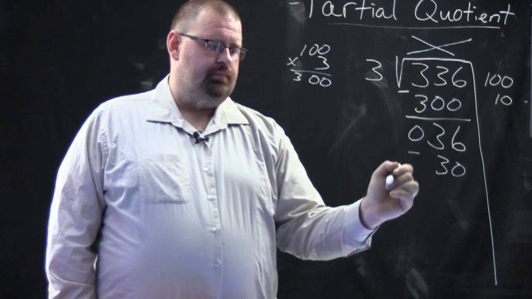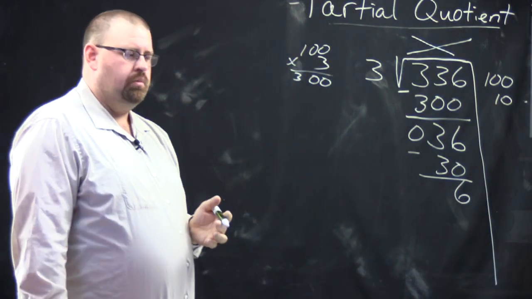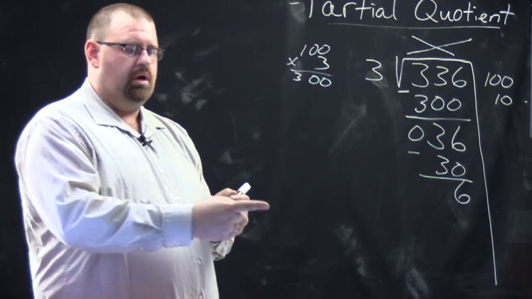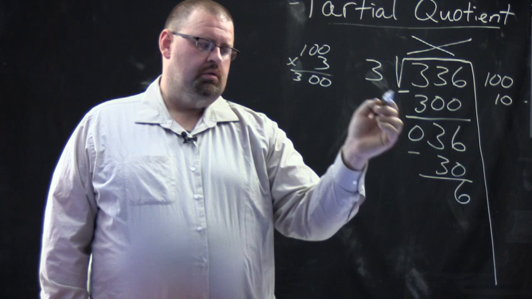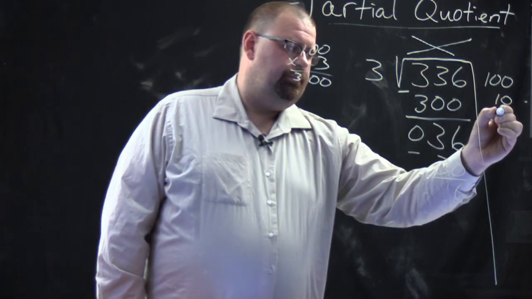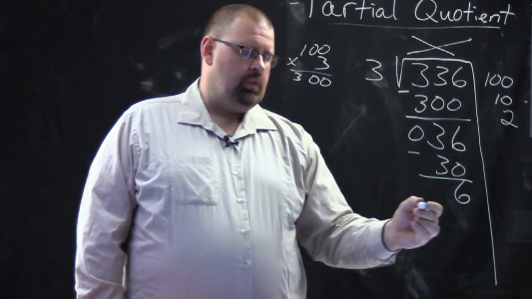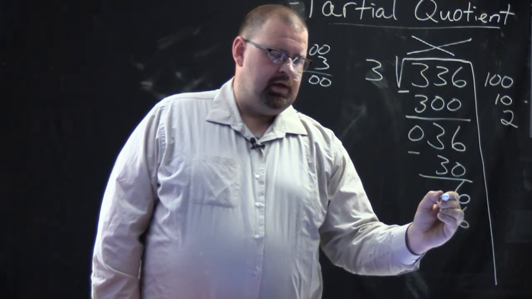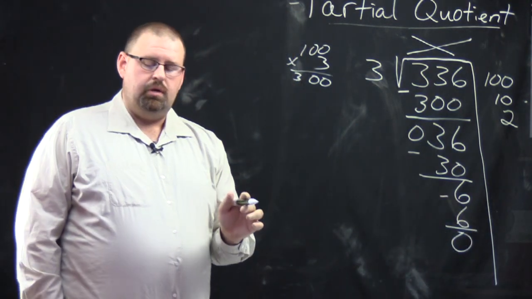And that'll make more sense here in a minute. 36 minus 30 gets us 6. So we're not down to 0 yet. We have to keep moving until we get down to 0 on the bottom. How many times does 3 go into 6? It's 2. And then we use our multiplication again. 3 times 2 is 6. 6 minus 6 is 0. So we're down to 0 here on the bottom.